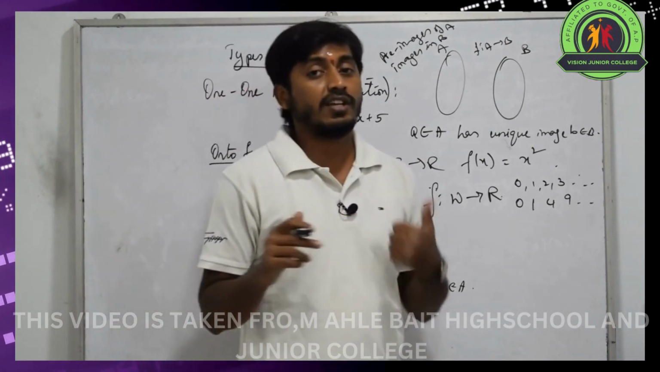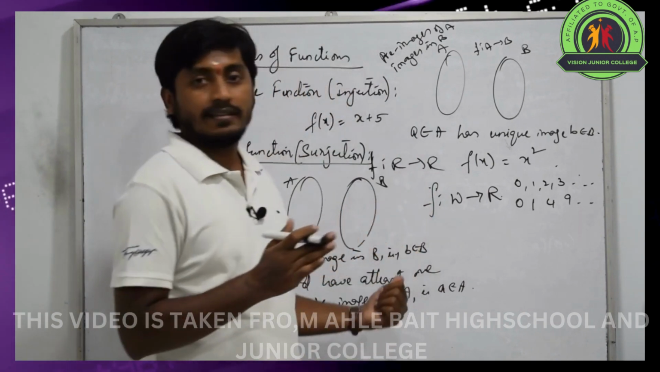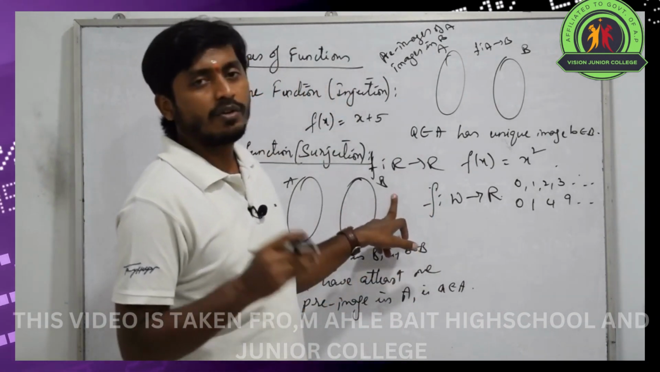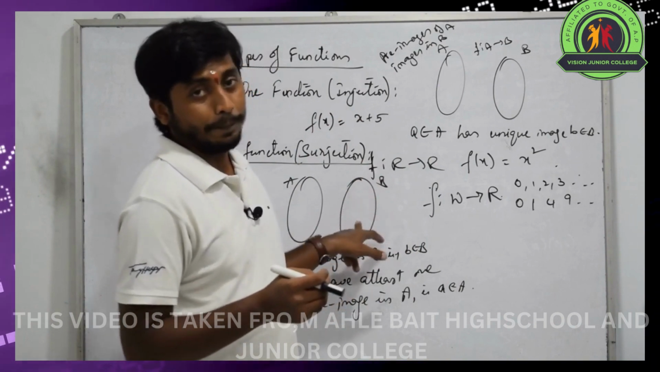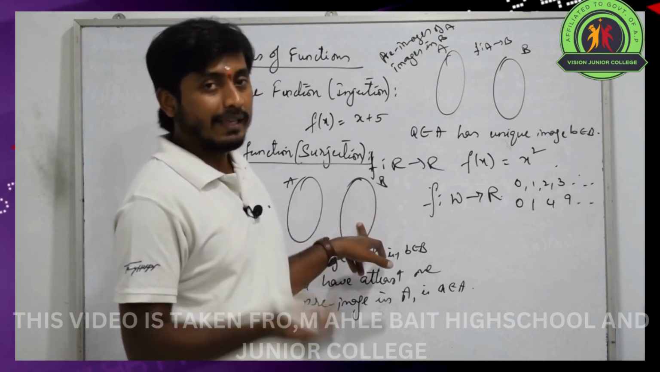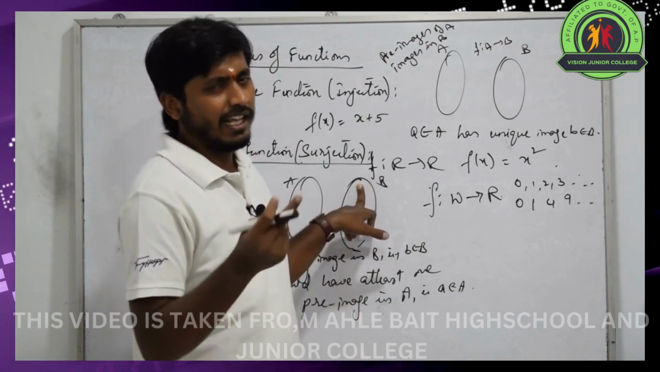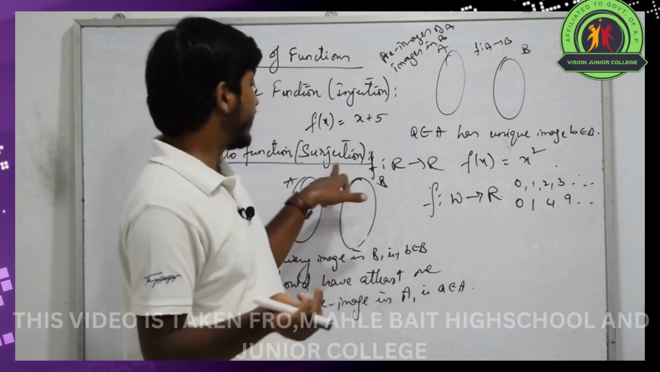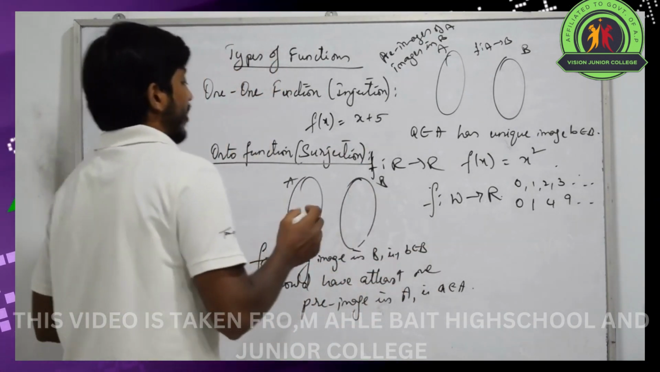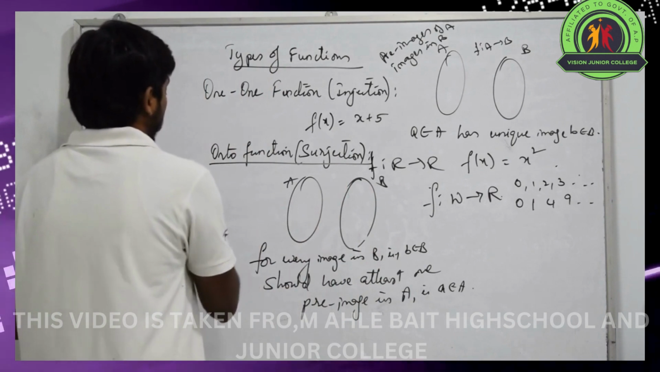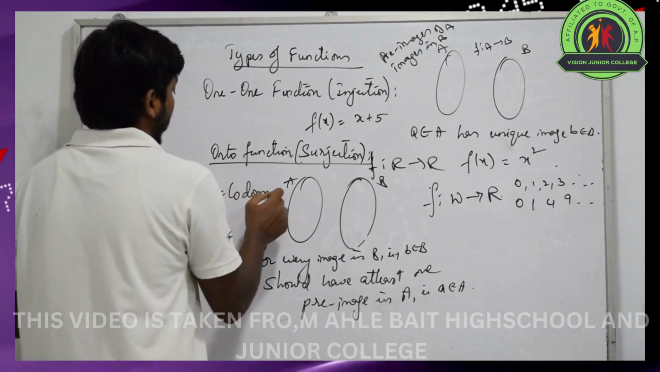Clear? Fine. And one more thing I can tell in this onto function is, if you observe, what is a range? Range is the set of all images, right? What is the codomain? Codomain is the set of all elements in B. Clear? Then if I define a range, range may not be equal to codomain, but in surjection, range should be equal to codomain. What is the condition for surjection? Range should be equal to codomain.